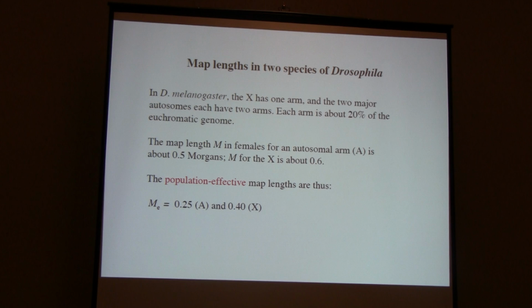We also have to use map lengths, that's better known. Map length in females for Drosophila melanogaster is about 0.5 Morgans for an autosomal arm. Map length for the X is about 0.6 Morgans. So the population effective map lengths when we do the appropriate multiplication is about 0.25 for the autosome and 0.4 for the X. So I'm dividing the autosomal value by 2 and this one by multiplying it by 3/4.